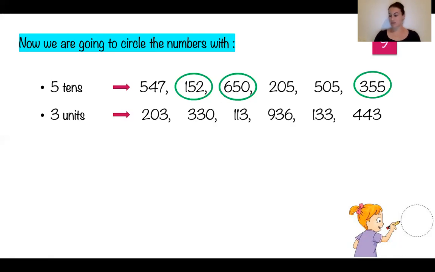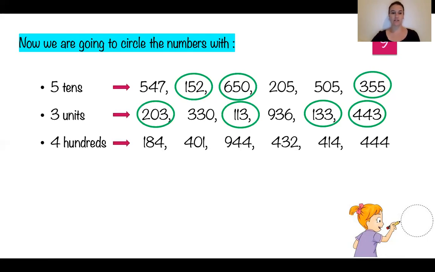Right, 3 units. Okay, our first number is 203. There are 3 units in that number. We can draw a circle around it. 330, no units. 113, 3 units. 936, there are 6 units. 133 has got 3 units, and 443 has also got 3 units.